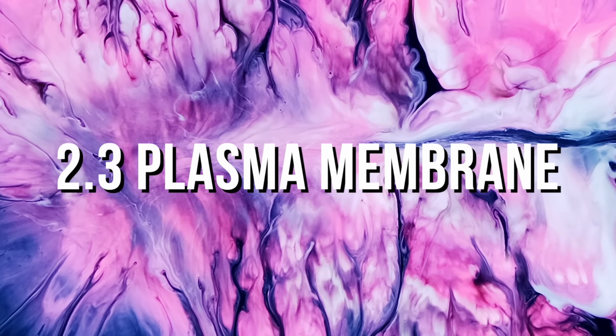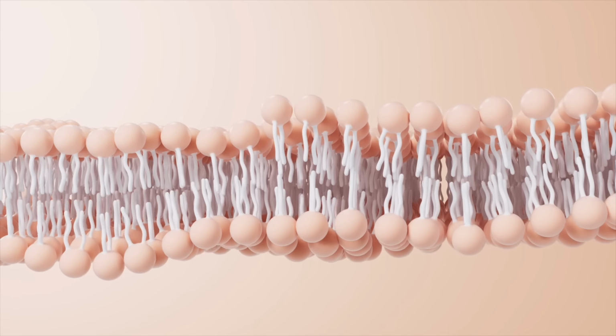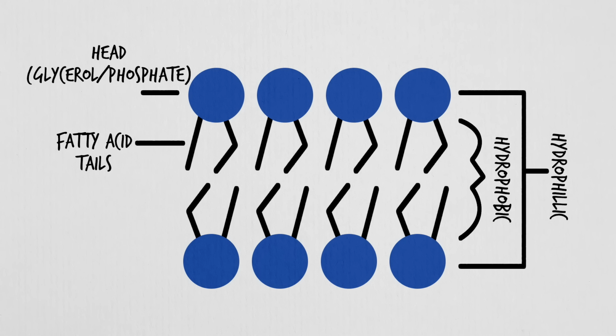2.3 Plasma membrane. At the heart of the cell membrane is the phospholipid bilayer, a double layer of molecules that have split personalities. Each phospholipid has a hydrophilic head, meaning it loves water, and hydrophobic tails that avoid water at all costs. These molecules arrange themselves with their heads facing the watery environments inside and outside the cell, while the fatty acid tails huddle together in the middle, away from water. This setup forms a flexible but protective barrier that's selective about what crosses through.